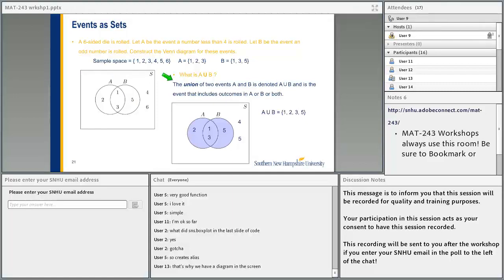What is A union B? The symbol is a U for union. So the union of 2 sets or 2 events A and B is denoted A union B, and is the event that includes outcomes in A or B or both. So you have to take both the circles into consideration and include all the values from both the circles. So A union B, you have to combine them. So it will be 1, 2, 3, and 5.